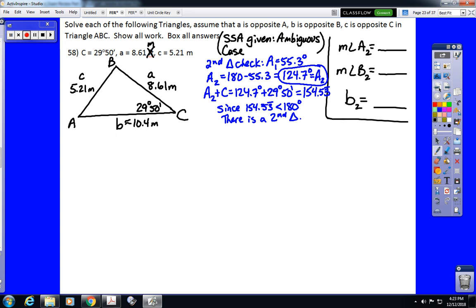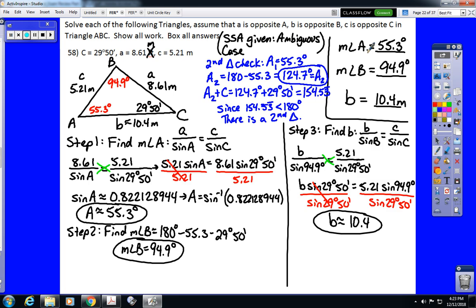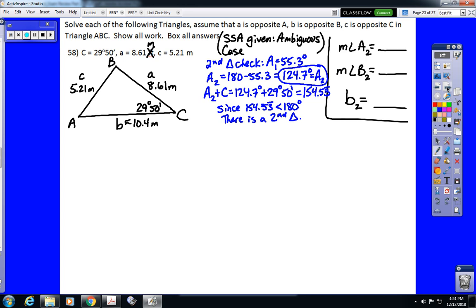So those first set of answers that we already have on the previous slide are now the answers to the first question. So we would then relabel those A1, B1, and little b1. Okay? So now we're finding the second triangle's answers. And we already found that the measure of A2 is 124.7 degrees. So in a way, we're a little bit further along than we were.